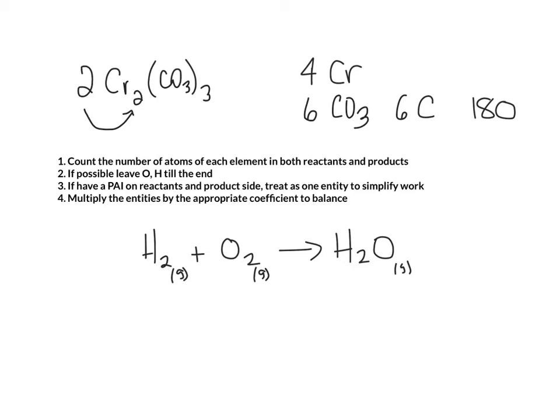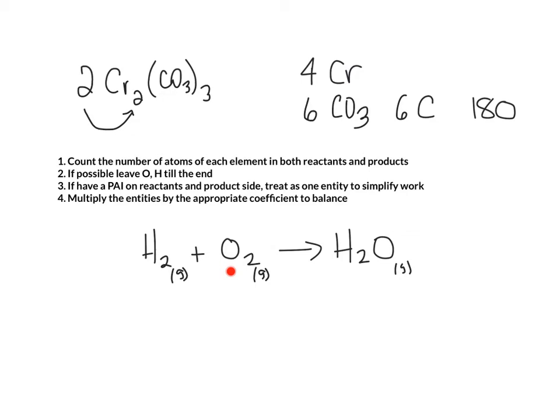So an example here is we have hydrogen gas plus oxygen gas making water vapor. So this is happening at a high temperature because we're making water vapor. So we need to balance this. So we have currently 2 hydrogens on the left. We have 2 hydrogens on the right, so technically that's balanced.